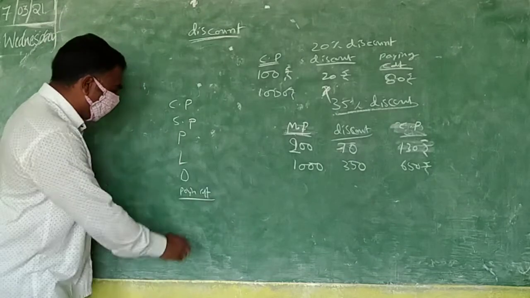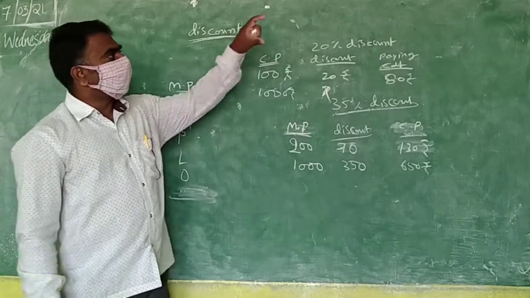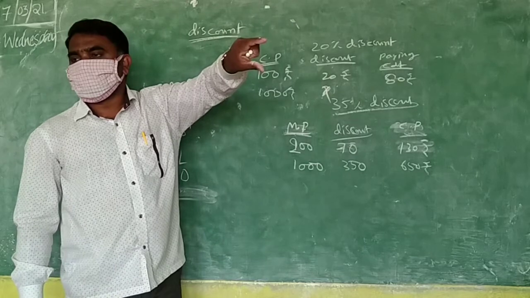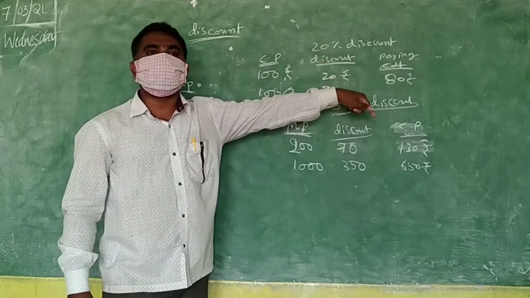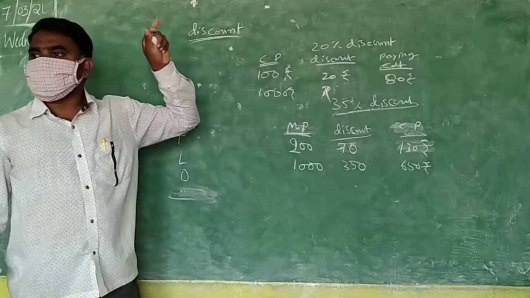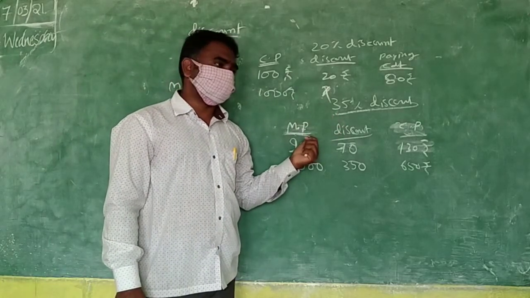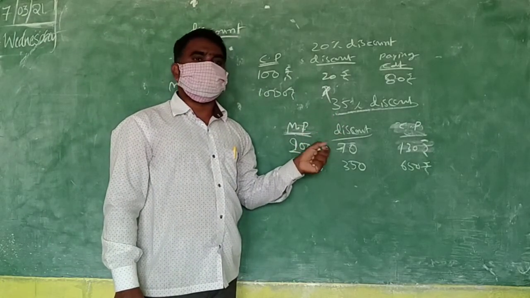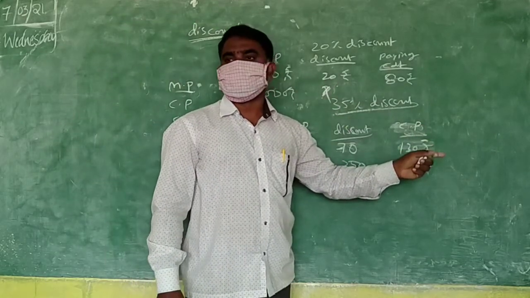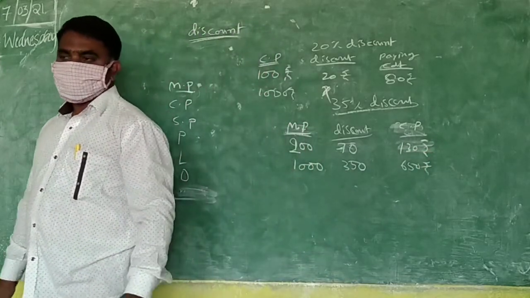What is this now? MP. First MP will be written on the article. On that they will give some discount. After discount we are paying, that is called only CP. Okay, clear? You understand? So before discount it is called market price. After discount it is called CP. I think you understand these terms.